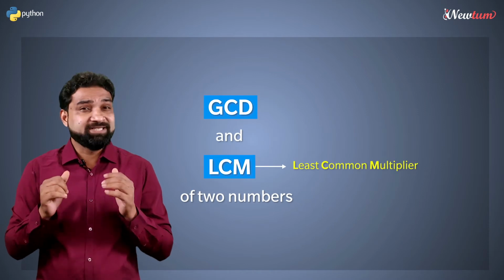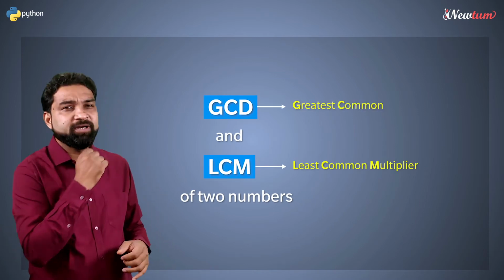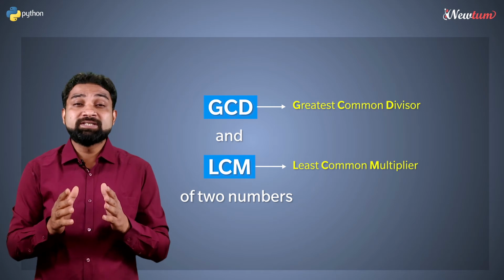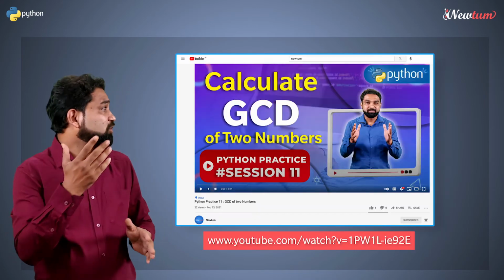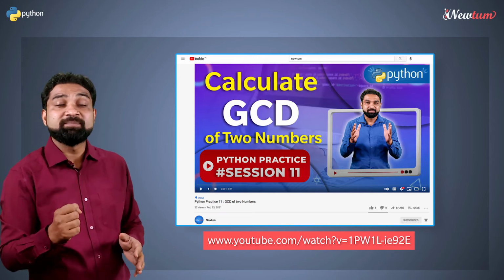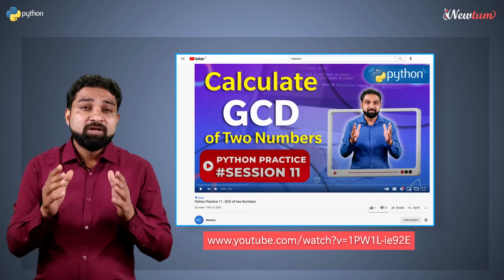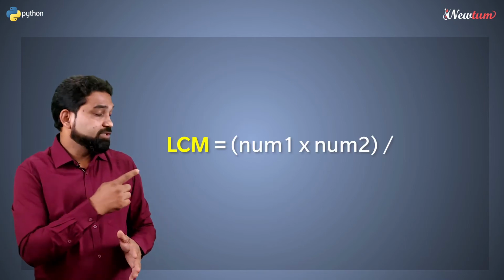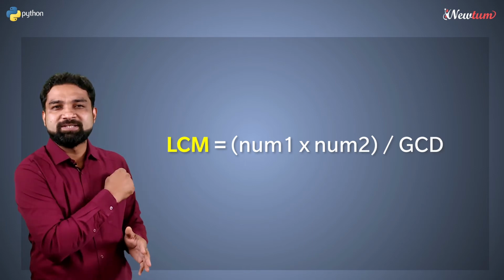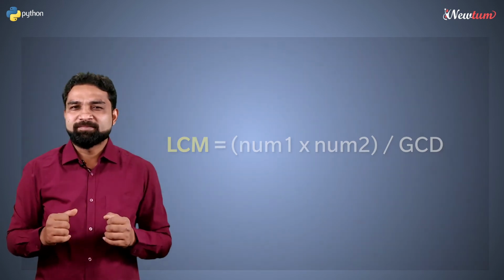And talking about GCD, it's the greatest common divisor. I won't be discussing GCD. If you want to learn what it means, please watch this episode, our practice session number 11. To calculate the LCM of two numbers, we multiply two numbers and divide that by GCD. This is the formula to get the LCM. Let's start writing the program.